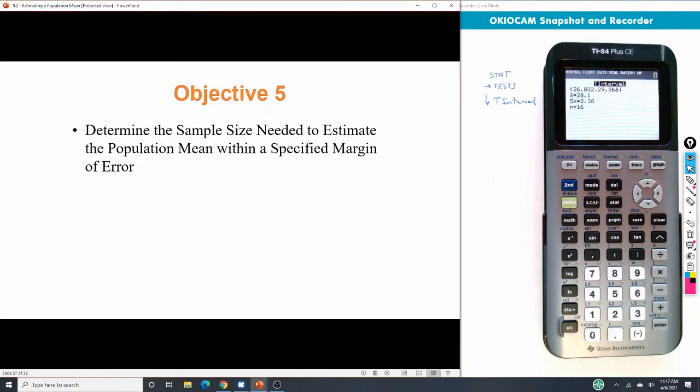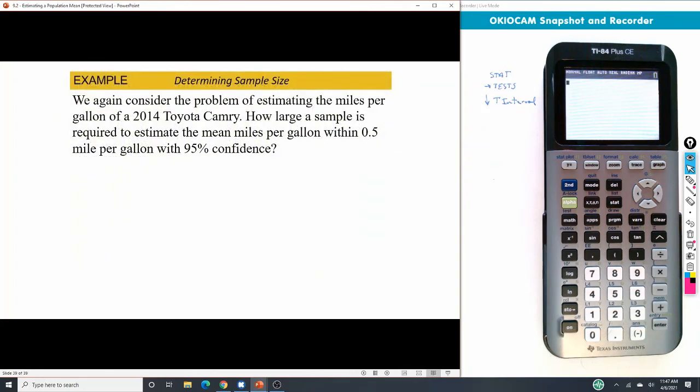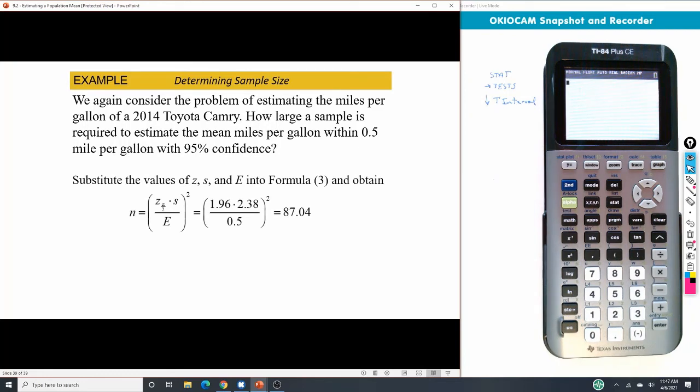All right, now, what about finding our sample size? We need to determine what N is to get a specific margin of error for those. All right, and so that's going to be this formula here. Okay, so we have N equals Z, not T, of alpha over 2 times S divided by E, all squared. Okay? All right, so how large a sample is required to get within 0.5 miles per gallon with a 95% confidence? Okay? All right, so 95% confidence, now that is our Z.